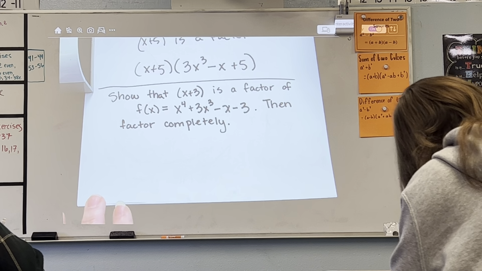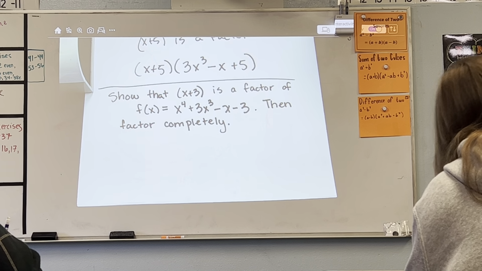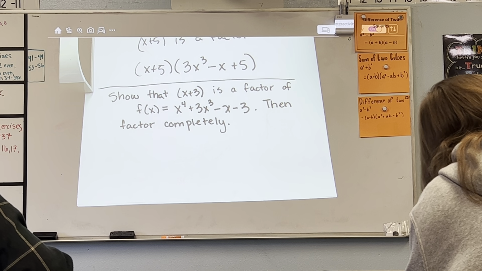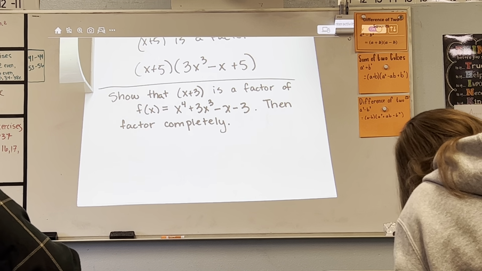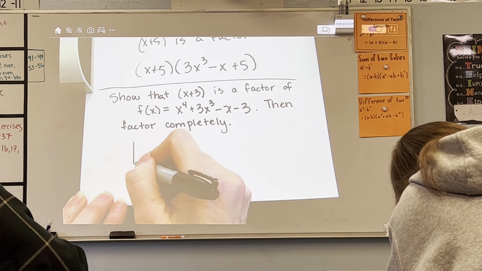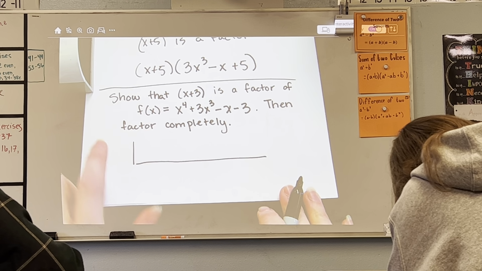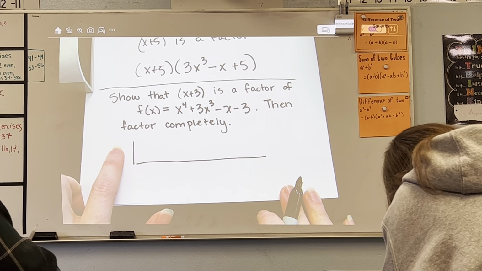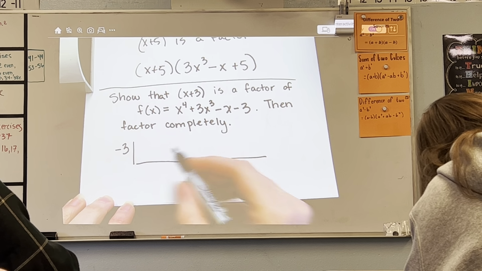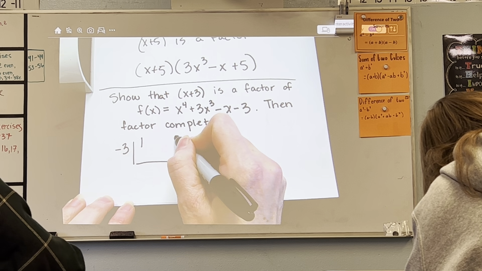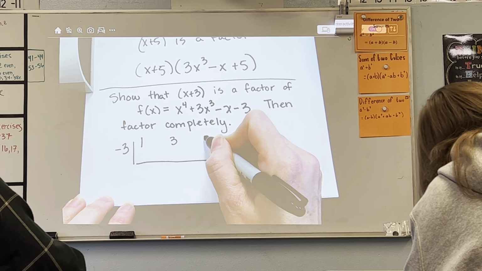So show that it's a factor means that we already know it is, we just need to prove it. So we're gonna use synthetic division to show that. And then after we do that, we're gonna keep factoring all the way as far as we can, okay? So we start with our synthetic division. What number do we put here? Negative 3. Good.